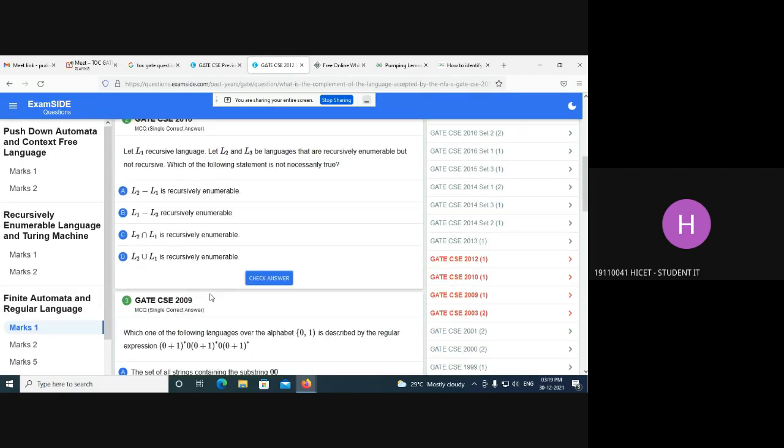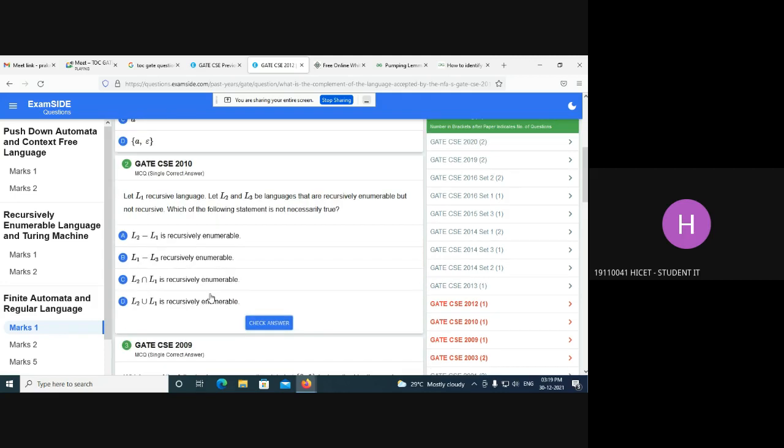Now what will be the next one? Let L1 be a recursive language, and let L2, L3 be languages that are recursively enumerable but not recursive. Which of the following statements is not necessarily true?